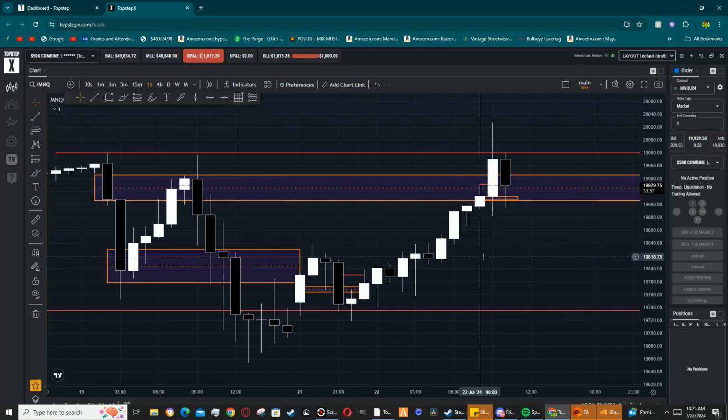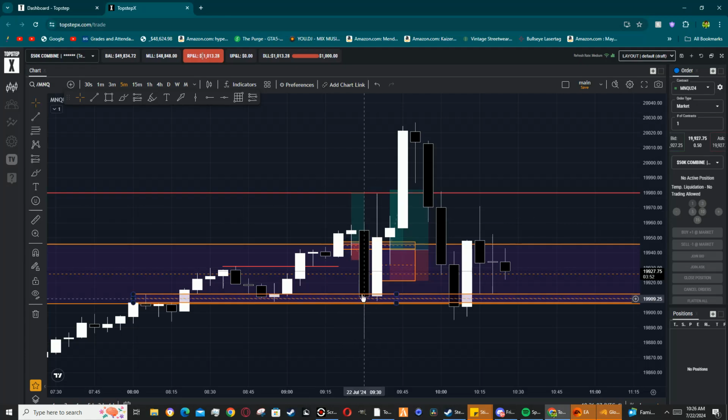Like I said, hourly fair value gap, then we have the sweeps that we want. We want to sweep some highs. Okay, cool, scale down. What does price do? Bam. Taps into this bearish fair value gap down here.